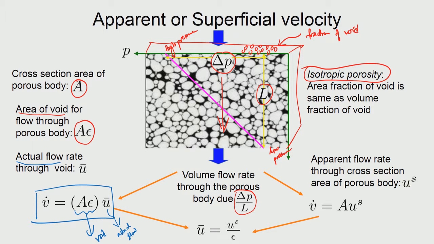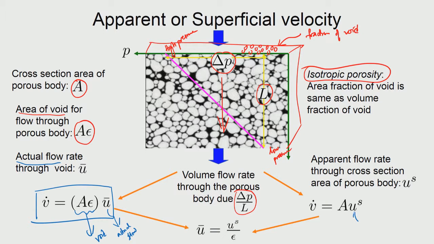However, this is not useful in the sense that it is very difficult to measure the actual flow rate through the voids, because the voids are very small and they are of different sizes in different locations in the body. So, what actually is useful is to check what would be the superficial velocity. Superficial velocity is defined as the velocity as if the fluid is going through the entire cross section of the porous body.